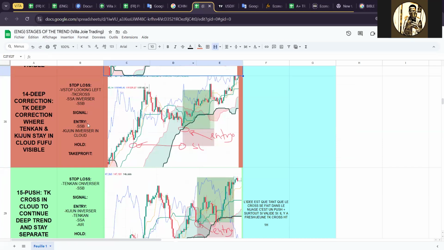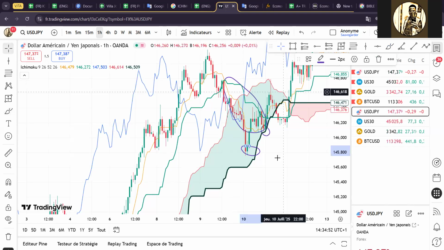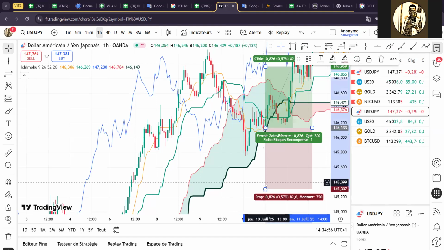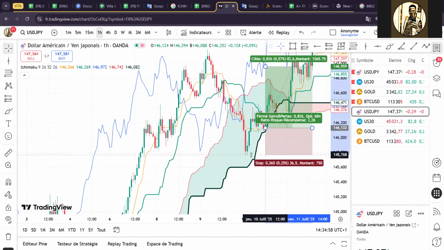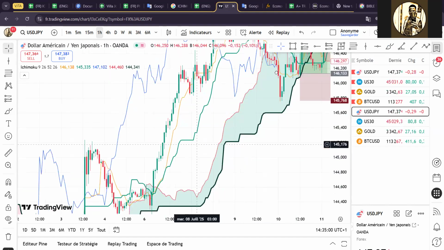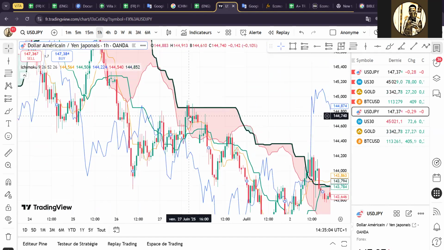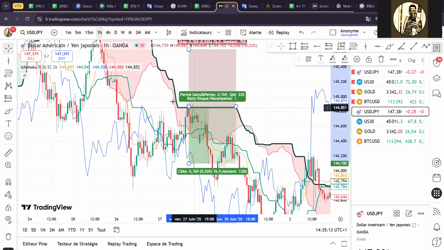So where do you enter that? You can enter at SSB. Why do you enter in this type of correction? You can enter when the candle touches SSB, and then you just place your stop loss here. Another example, this one is also a deep correction. Yes, it is a deep correction. Tenkan and Kijun stay inside the cloud, and then you can enter when the candle touches SSB.